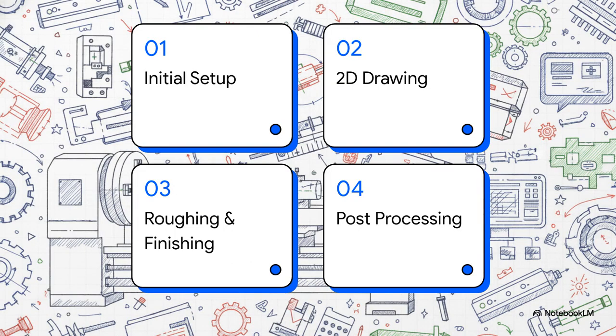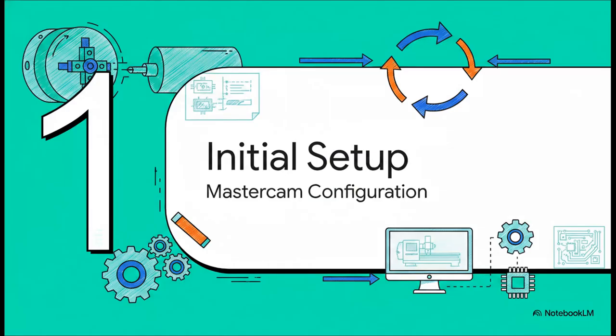So, here's our roadmap for this session. First, we'll tackle the initial setup. Then, we'll move on to creating our 2D drawing. After that, it's time for roughing and finishing operations. And finally, we'll wrap things up with post-processing. Let's get started. All right, part 1, initial Mastercam setup.